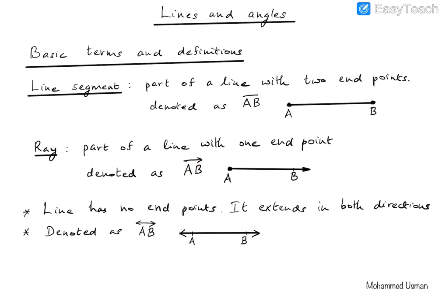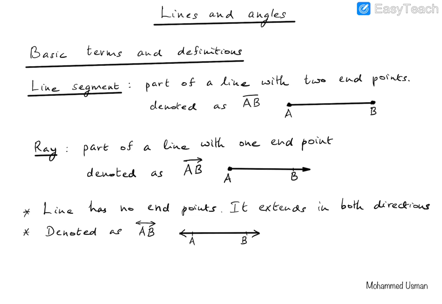And similarly, when we denote the line itself, we show the two directions in which it extends, with arrows on both sides. So it's AB with a bidirectional arrow. That is basically what we call a line. That's the notion of a line. That means it extends in both directions indefinitely. So generally what we draw on paper or on the screen is a line segment or a ray.